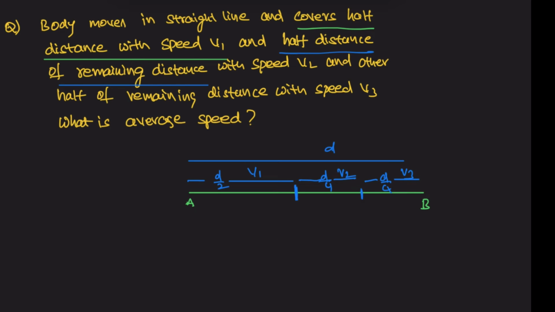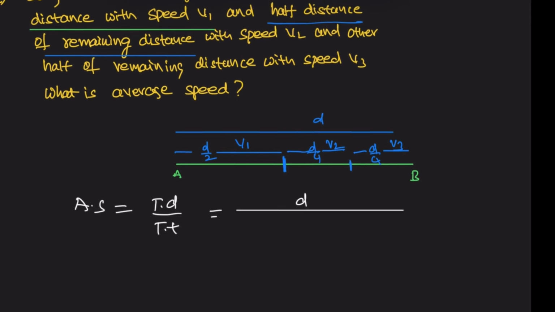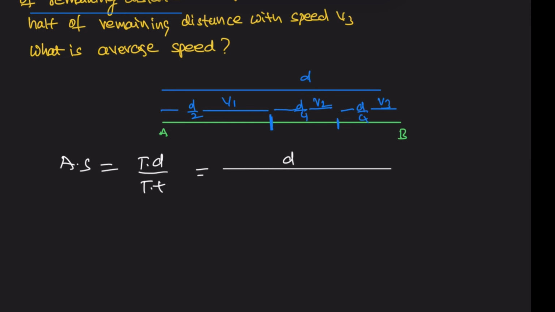Now what is the average speed? We know the average speed formula, total distance by total time. So the total distance here is D. Now what is the time? There are 3 situations, so we get 3 times. What is the first situation? The first half distance is covered with speed V1. So time 1 is equal to distance by speed. Distance is D by 2, speed is V1. So time 1 is D by 2 V1.